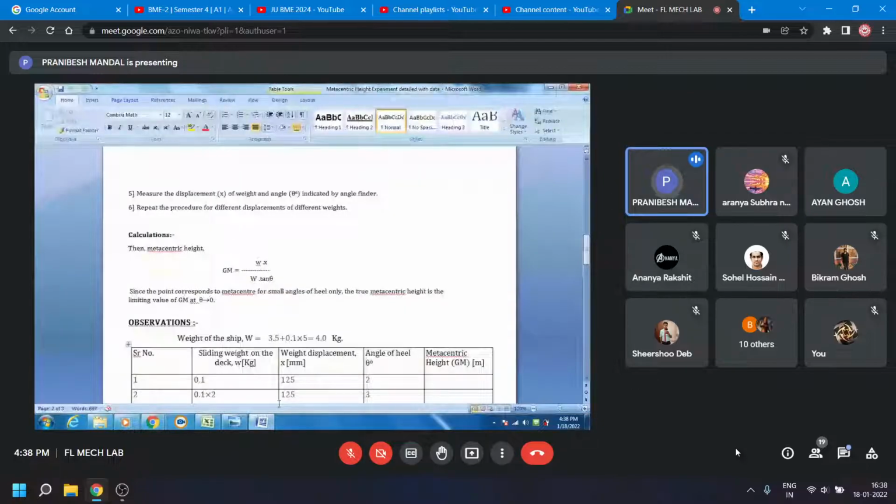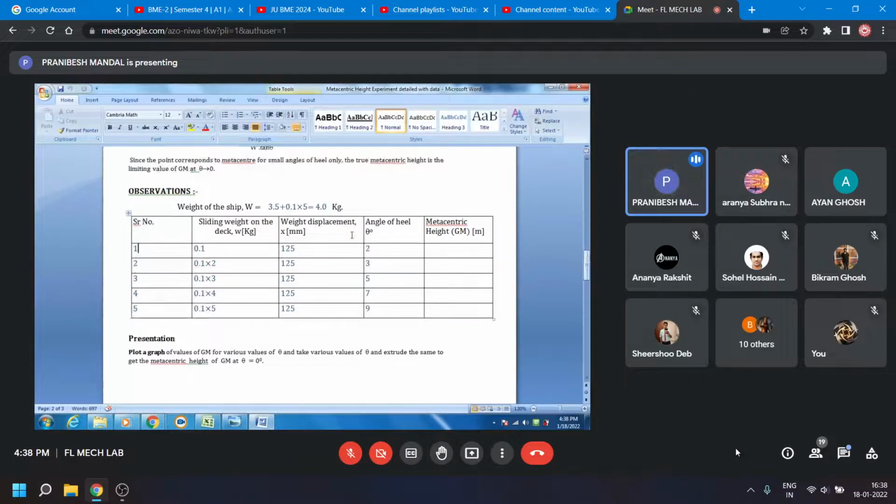I don't know why 135 was written there. It was actually 125, and these are the angles of heel for the 5 displacements. Is it okay? Yes, sir.